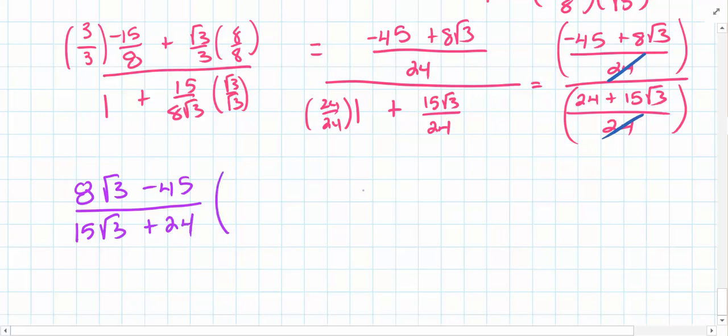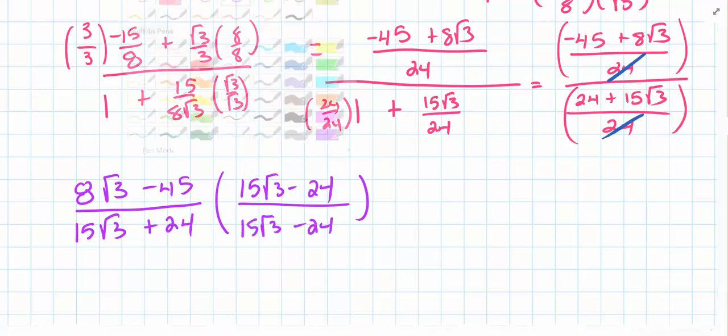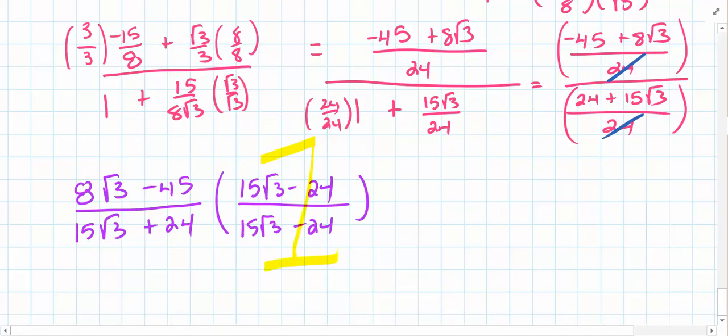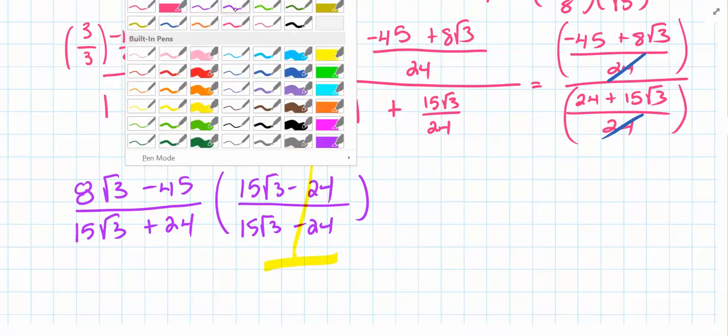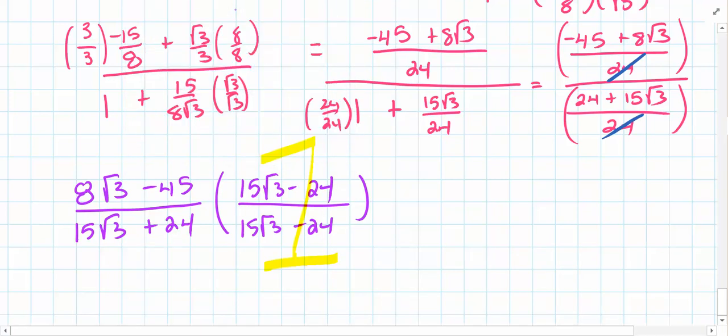Sweet. Then multiply by the conjugate. What is the conjugate? 24 minus 15 root 3. So yeah, 15 root 3 minus 24. After all, that is a fancy 1. We are allowed to do that without changing the value of our term.